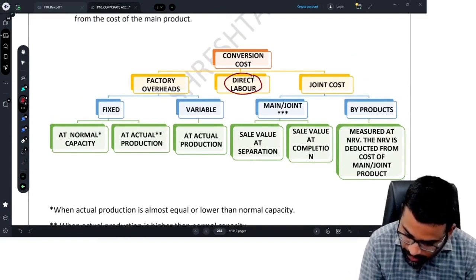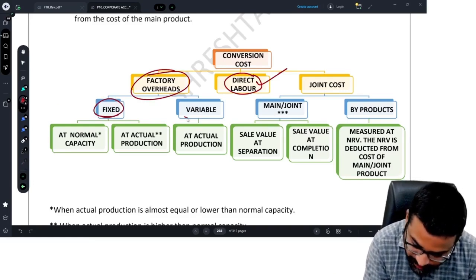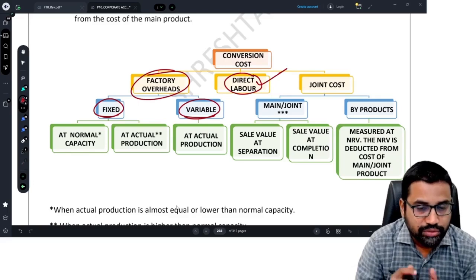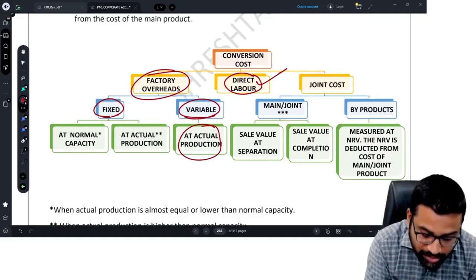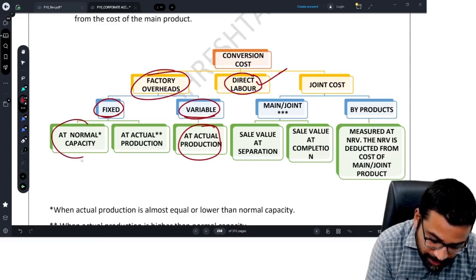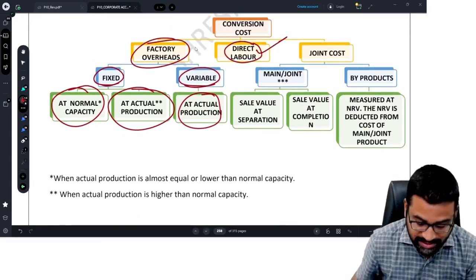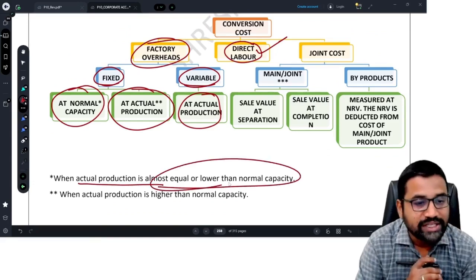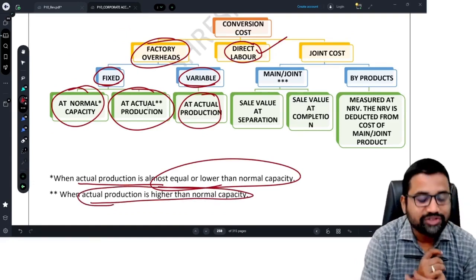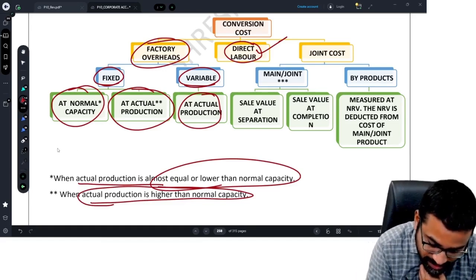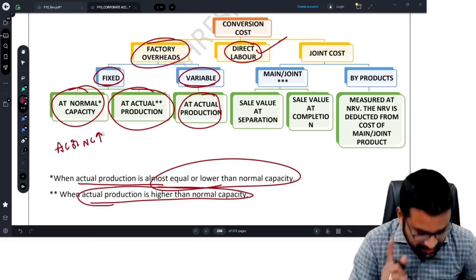For labor, direct labor cost we will take. Cost of purchase also we have taken. Now factory overheads, you see, fixed and variable. Variable overheads will be allocated to inventory cost based on actual production: how many units you produced multiplied by variable cost per unit. What about fixed overheads? At normal capacity or at actual capacity. When actual production is almost equal to or lower than the normal capacity, then normal capacity. When the actual production is higher than the normal capacity, then actual production. So can I say actual capacity or normal capacity, whichever is higher? This is the formula.